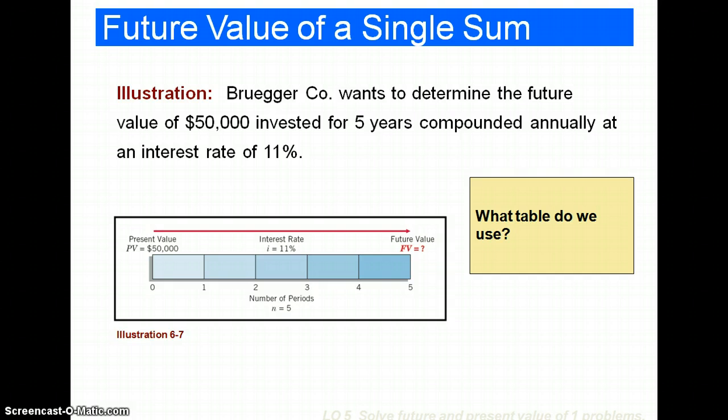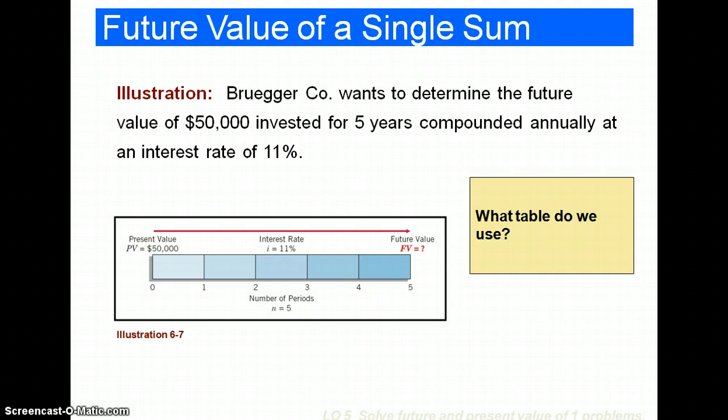So I think the best thing now is to look at an example in a couple of different ways we can solve this. The Brugger Company wants to determine the future value of $50,000 invested for 5 years compounded annually at the rate of 11%. You can see the little timeline here: $50,000 today. What will that grow to in 5 years at 11% interest annually? There are 3 ways we're going to solve this: using the tables, doing the math, and using a financial calculator, because all of these things are available to you.